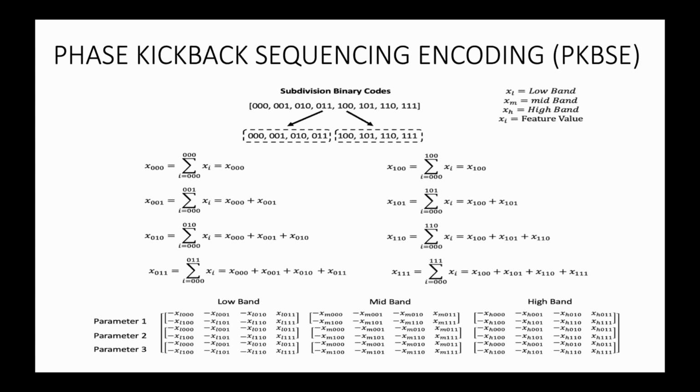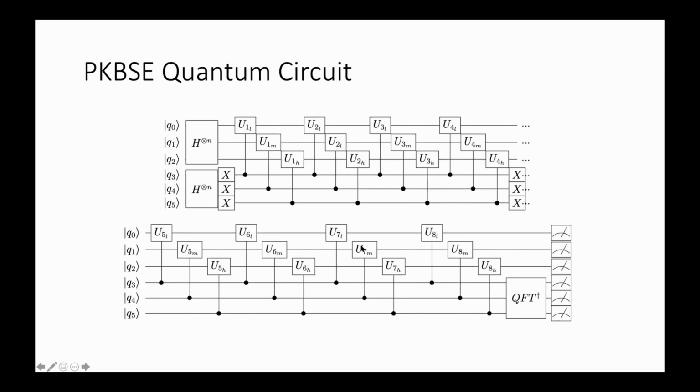So I came up with an alternative method for encoding these features onto the quantum circuits, and I call this phase kickback sequencing encoding. What this is, I just split the measure in half, split the signal in half, and then for each subdivision, I sum together the previous subdivisions with the current subdivision. Don't get too intimidated by this. I'm not going to go into it in depth, but the circuit looks like this. Bottom line is I was able to represent and encode all those features I extracted in single and 2 qubit gates.